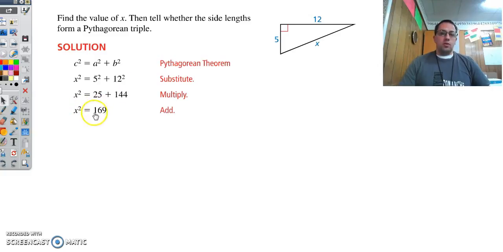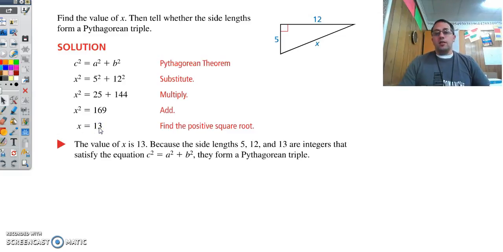Take the square root of x squared, square root of 169. Now remember, everything does have two square roots, a positive and a negative. However, in this case, we're looking at the length of a side, and negative doesn't make sense for lengths. So we're just going to be looking at the positive square root, which is positive 13. And so x is 13, and since that is an integer, and these are also integers, all three of these are, then this is a Pythagorean triple.